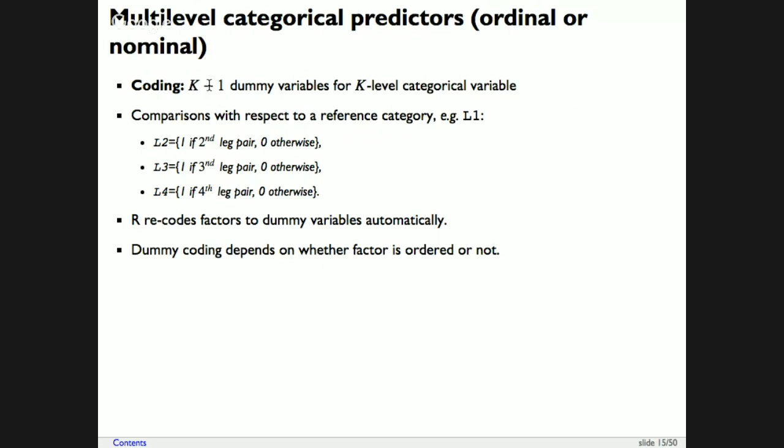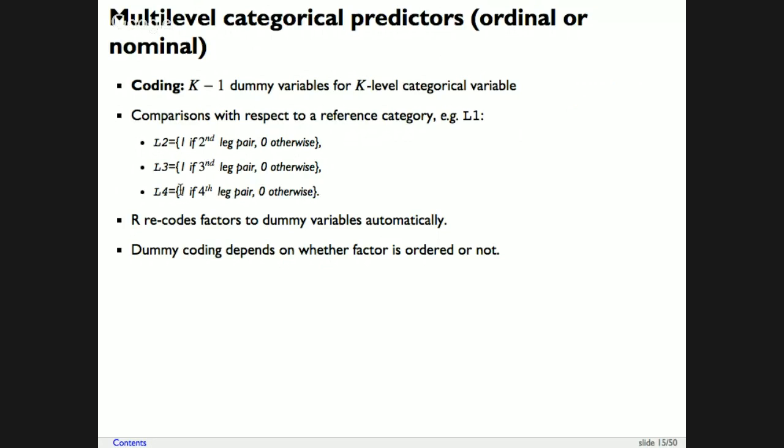And the coding for this in general is that if we have a k-level categorical variable, it will get coded as k-1 dummy variables. So for our four leg pairs, they will have to get recoded as 3 dummy variables. One for the L2, the second leg pair, that will be 1 if it's a measurement on the second leg pair and 0 otherwise. Likewise for L3 and L4. So then from these 3 variables, you can tell which leg pair you're talking about.